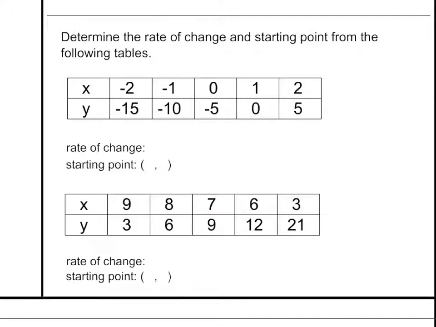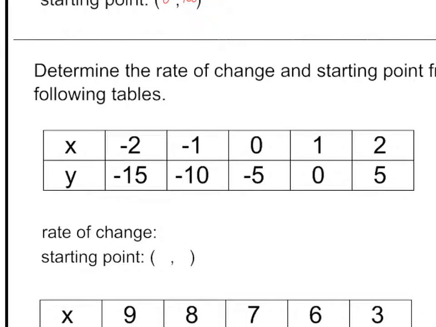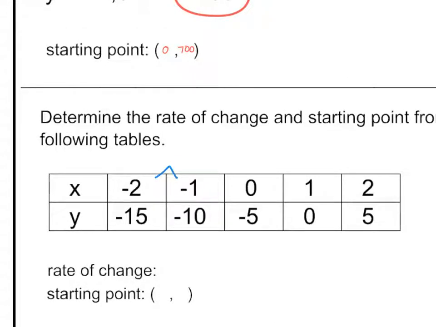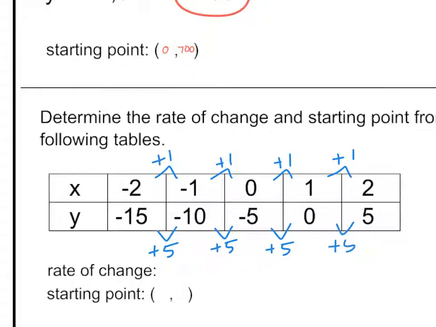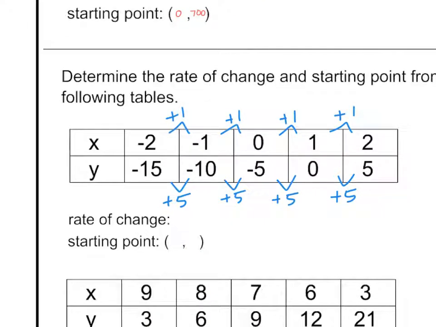Now we're going to determine the rate of change and starting point from the tables. Okay, rate of change, we'll do the same things we did before. I'm going to find how the x is changing. That's +1, +1, +1, and +1, and then the y is going, oh, that is +5, +5, +5, and +5. So it's a linear function for sure. We know that because it has a constant rate of change. As x goes up by 1, y goes up by 5.